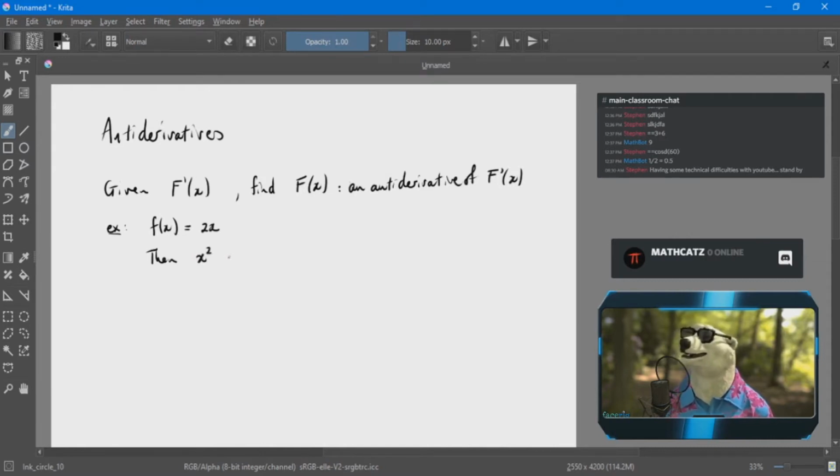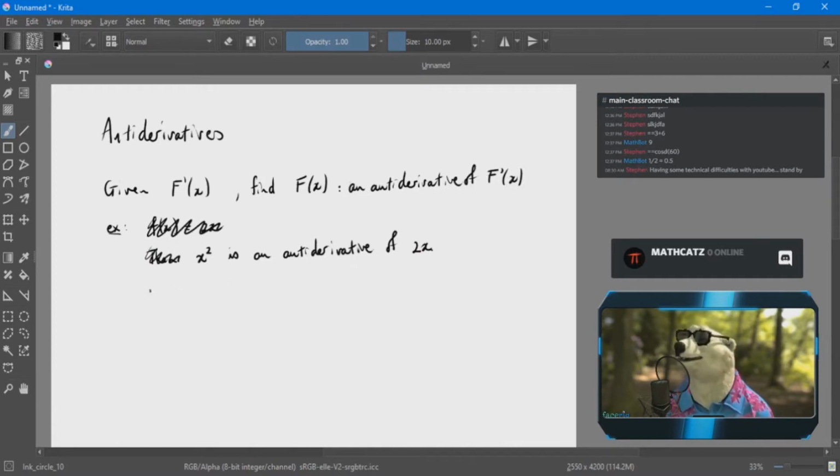X squared is an antiderivative of 2x. The name is quite irrelevant. Initially, we used this big F to help remind us that yes, we are starting with a derivative now and kind of working backwards. But the names are irrelevant. I don't even have to say this. My sentence here is complete as it is. X squared is an antiderivative of 2x.